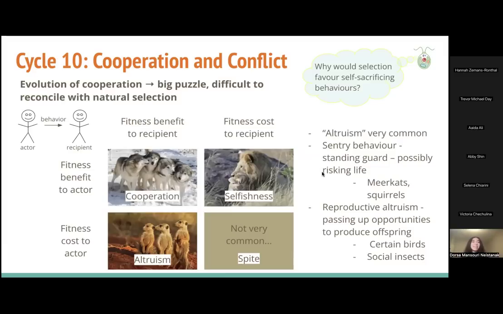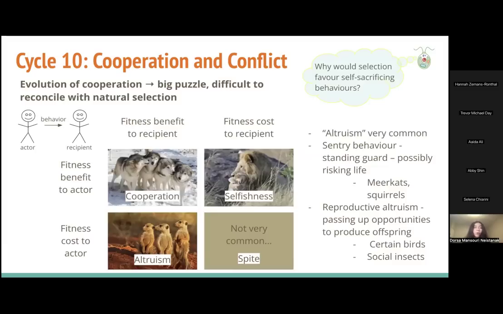Hi, everyone. My name is Dorsa, and let me talk to you about Cycle 10, cooperation and conflict. So, as we first learned, the evolution of cooperation was kind of a big puzzle, and it was difficult to reconcile with natural selection, because why on earth would selection favor something that's self-sacrificing, right? However, we learn that although common, these behaviors aren't truly altruistic.